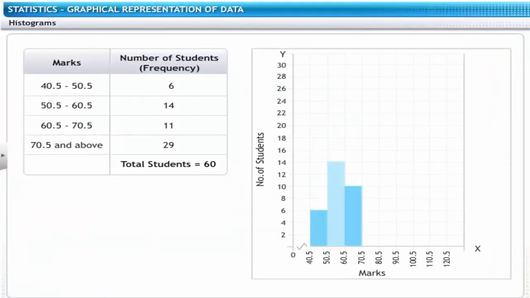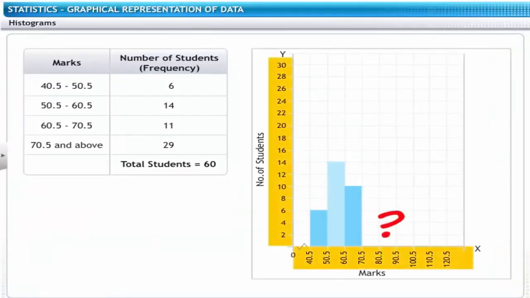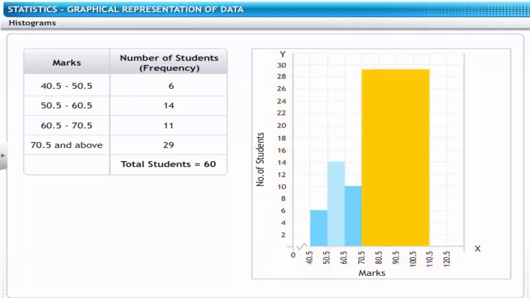Let us see how a histogram representing this data looks like. You can see that the class intervals are not the same here. Whenever this happens, we need to apply a correction to the height of the rectangle of the unequal class interval.